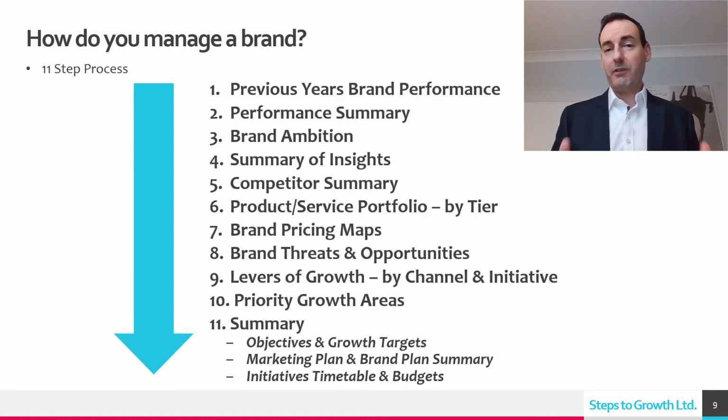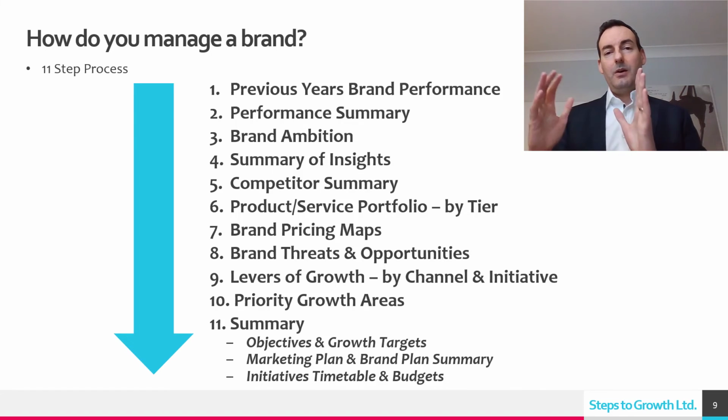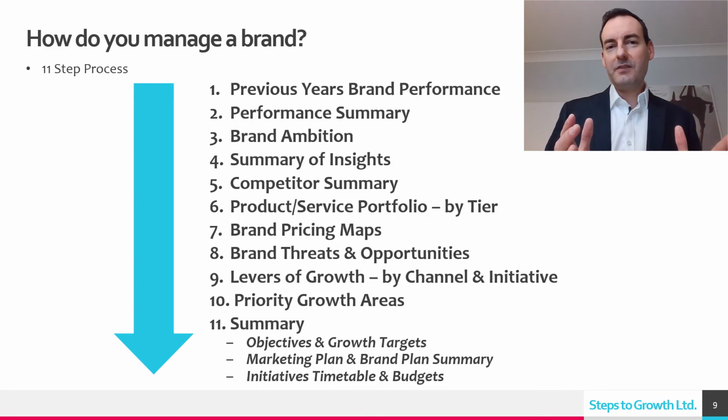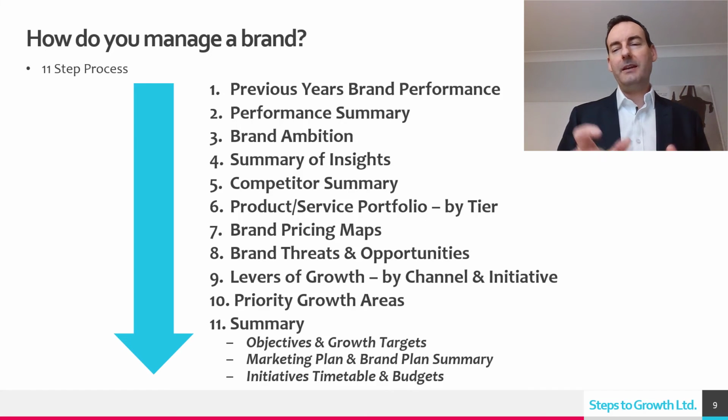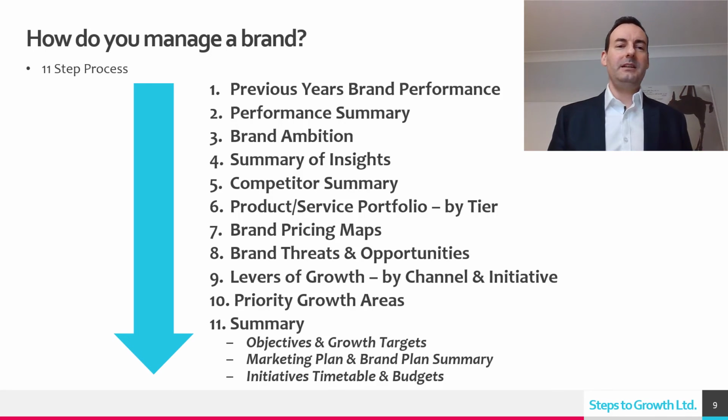1 page, what is your objective and growth targets for the brand? 2nd page, what's the link to the wider marketing plan? And what's the brand plan summary? And thirdly, what I mentioned before, what is the 1 page of your initiatives? This is like your activity calendar. Initiatives, timetables, what you're going to do when, the budgets to support that, the resources to support that, and the accountability, who is actually responsible for doing this. And that is it. That is how you manage your brand every year.